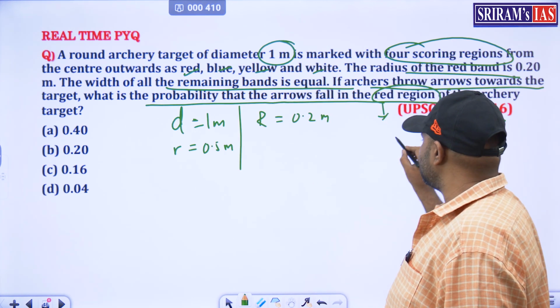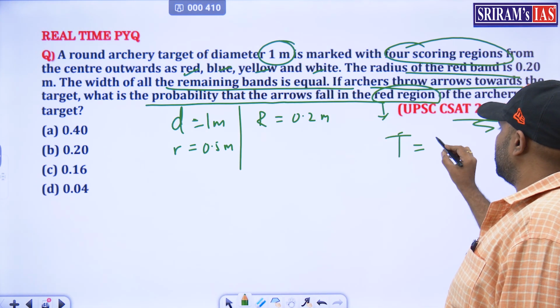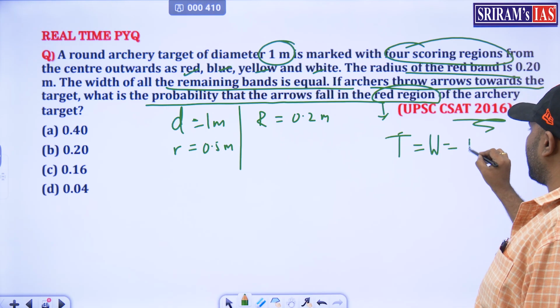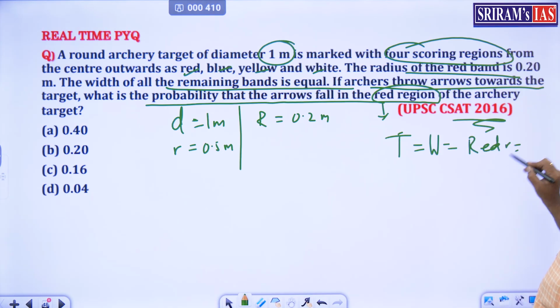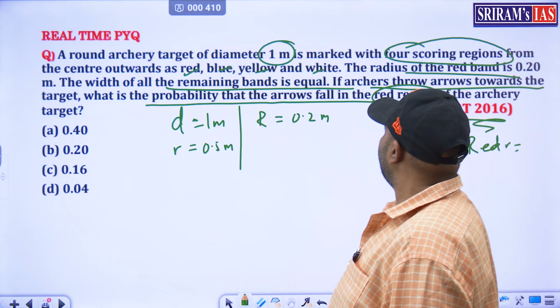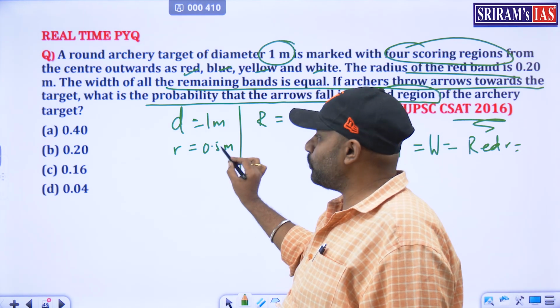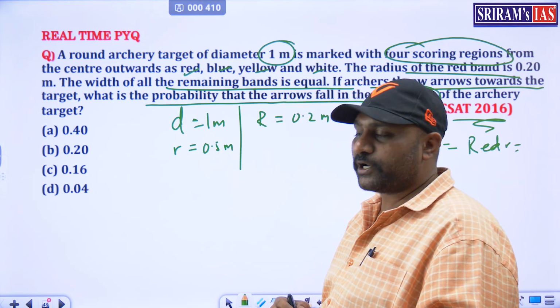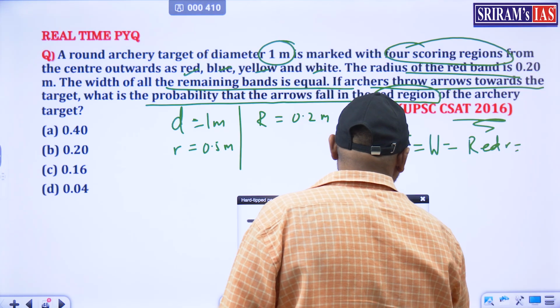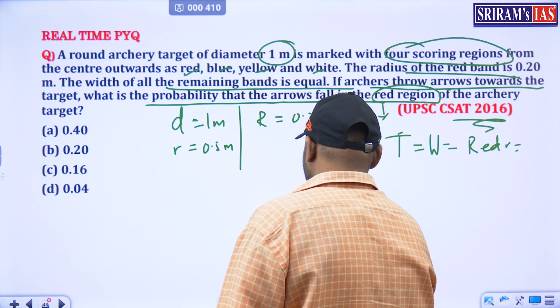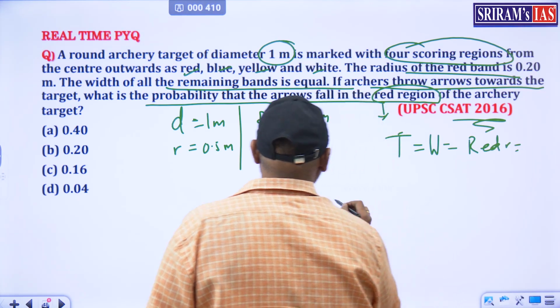So the target, or what we want, is nothing but the red region of the target. Okay, fine. What radius of red is given? 0.2. What diameter is given? 0.5. So what should we remember here? Basically, if you look at the whole structure.